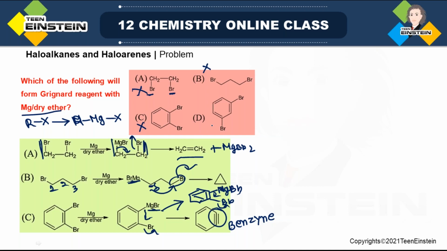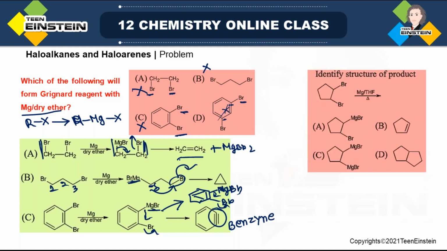But this type of reaction is not possible with option D molecule. So when one CBr is converted to MgBr, elimination is not possible in the aromatic ring, because for elimination the 2 bromine must be at 1 and 2 position, and also the bond between these 2 carbon like this, that is also not possible. So here you can make a Grignard reagent. Okay, so this will be the correct option, that is option D is the correct option.